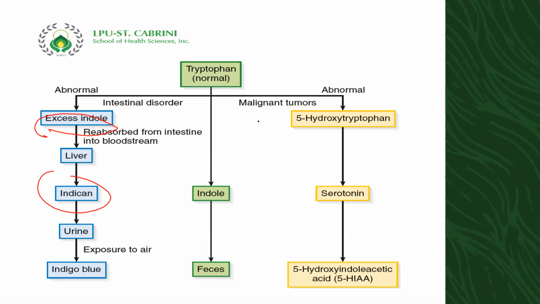Another one is malignant tumors, yung excess 5-hydroxytryptophan, which can lead into an overproduction of serotonin that can lead into what we call overproduction of our 5-hydroxyindole acetic acid, which is your 5-HIAA. Example, kapag po meron tayong excess, too much consumption of banana, nakakameron tayo ng pseudo increase in 5-HIAA.